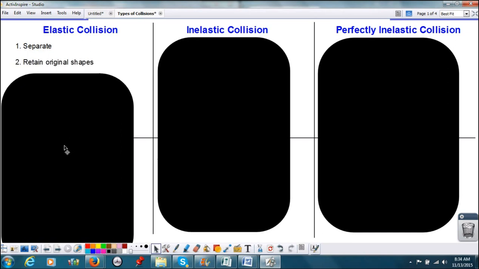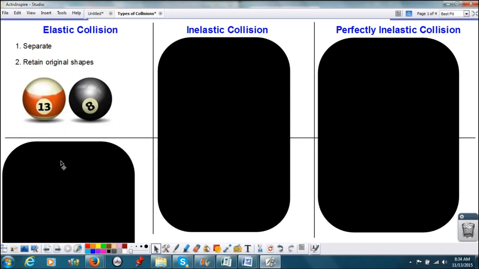Not only will they not be stuck together, they'll separate, and they will retain their original shape, so they're going to look the same as they did before the collision. An example would be if you hit two pool balls together. They're going to look the same before the collision as they do after. Similarly with croquet balls, things like that. They're not going to end up changing their shape.